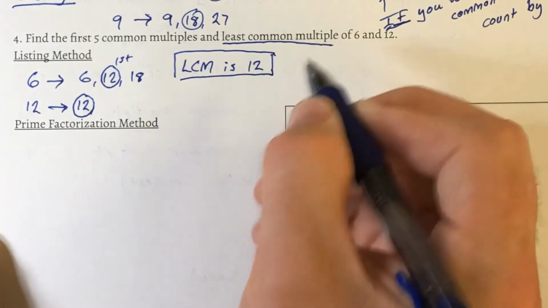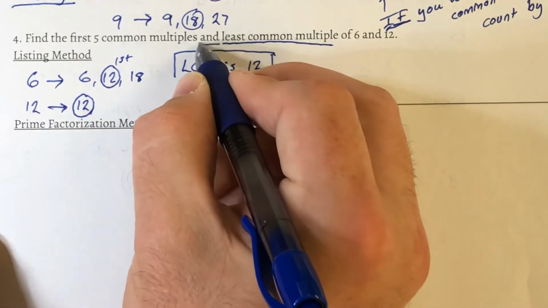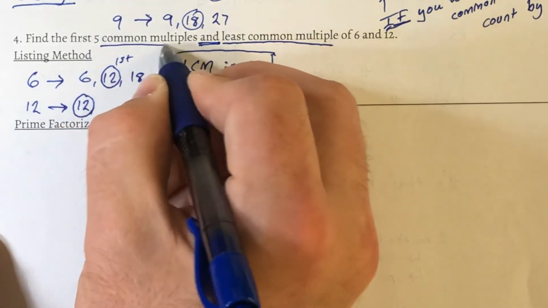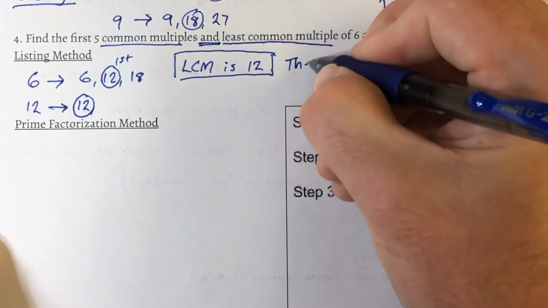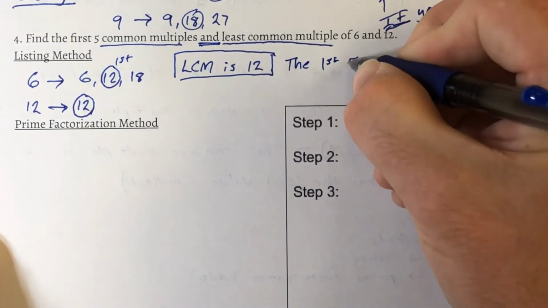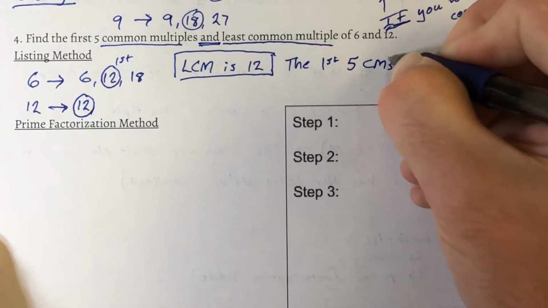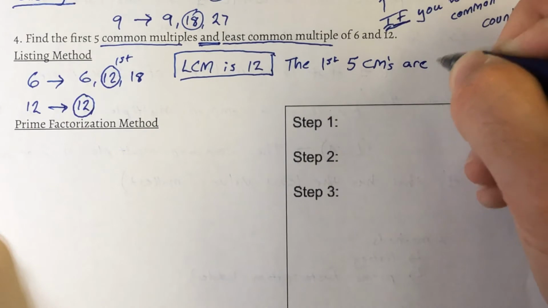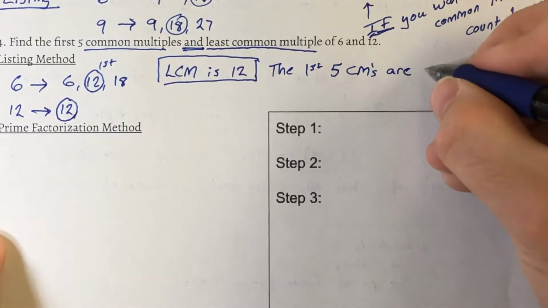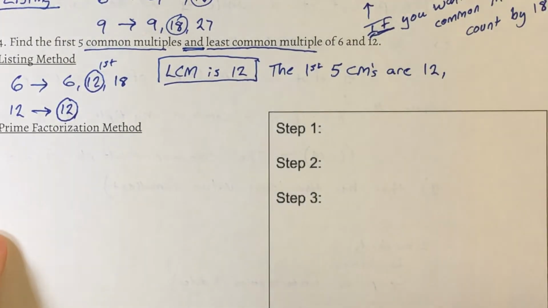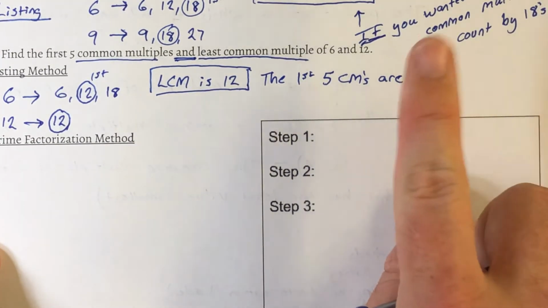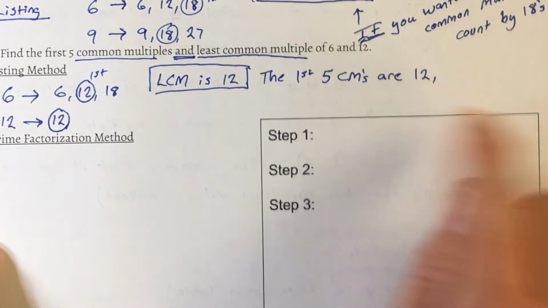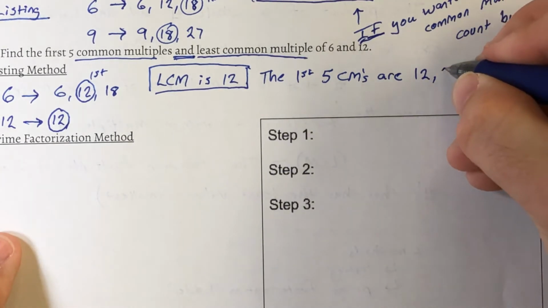But don't forget, we have 2 questions. We also want to find the first 5 common multiples. So let's write that answer. The first 5 common multiples are, well, the first one was 12. And the shortcut is, once you find your first common multiple, simply count by that number. So I'm going to add 12s.